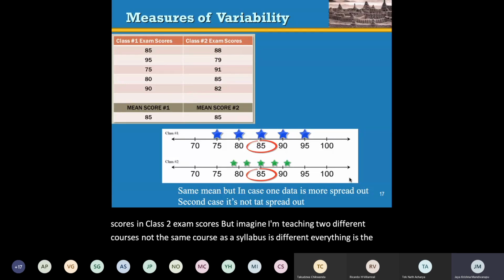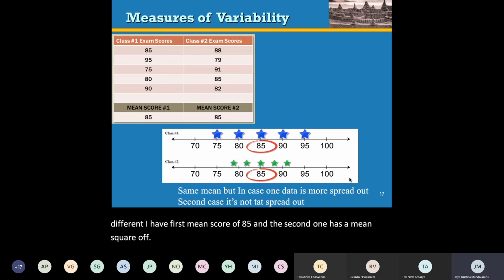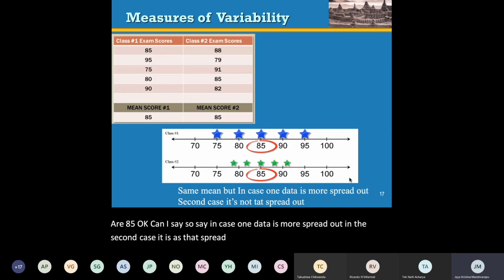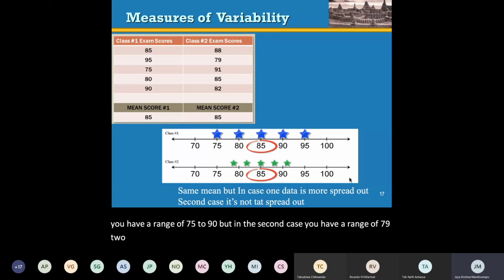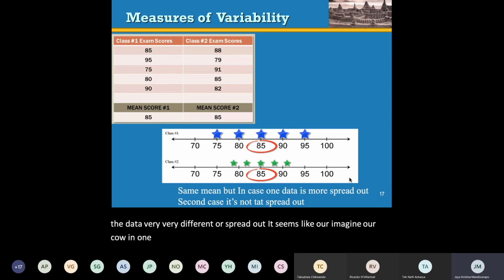I have a first class with a mean score of 85 and the second one also has a mean score of 85. Can I say, same mean, in case one the data is more spread out, and in the second case it is not as spread out? Because you can see in the first case you have a range of 75 to 90, but in the second case you have a range of 79 to 91. So in the second case the data is very clustered. In the first case the data is very different or spread out. It's like our curve: in one case our curve is very thin, in the other case our curve is very wide.